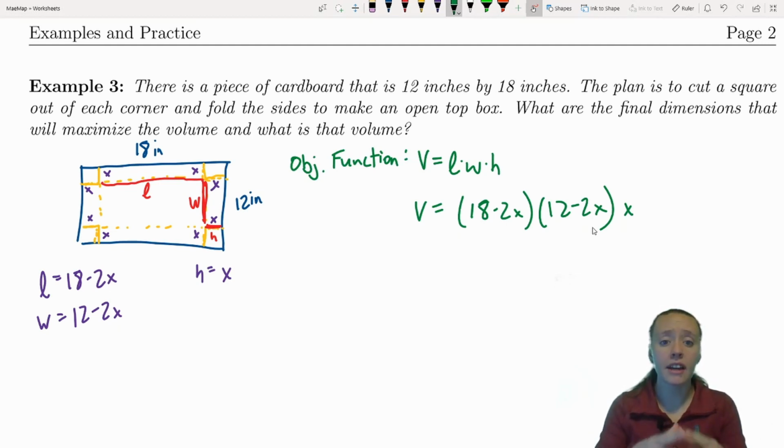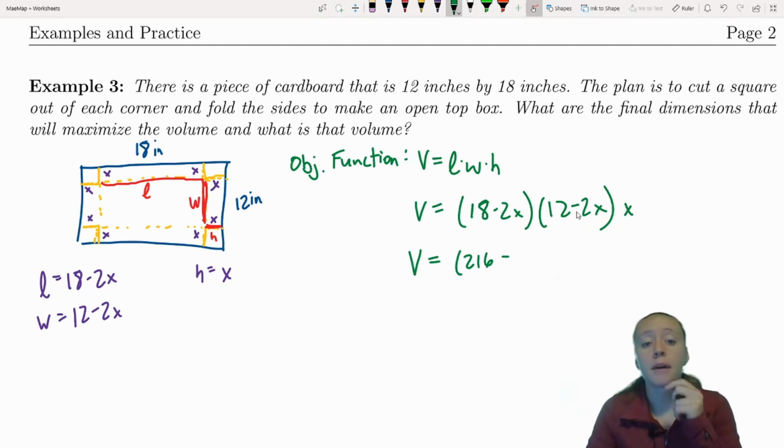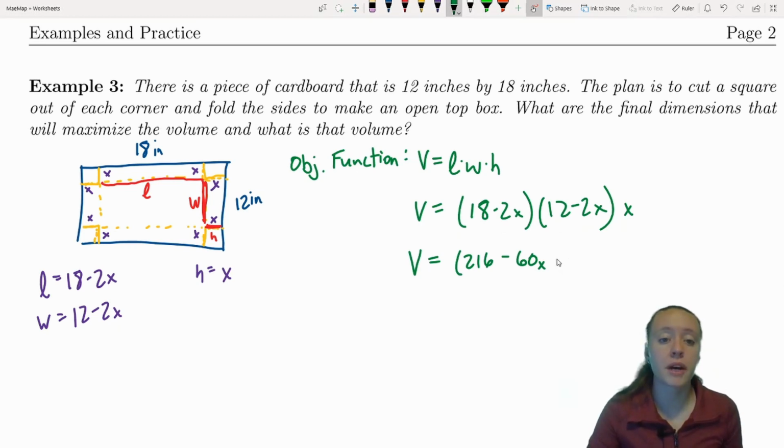So now we can go ahead, distribute this out, take the derivative, and set it equal to 0. Distributing this out to simplify down to make taking the derivative easier, I have 18 times 12, which is 216, and then I'm going to be subtracting 2x times 18, and then subtracting 2x times 12, which is going to be minus 36x, and then minus 24x, which is going to give me minus 60x, and then negative 2x times negative 2x is going to be plus 4x squared.